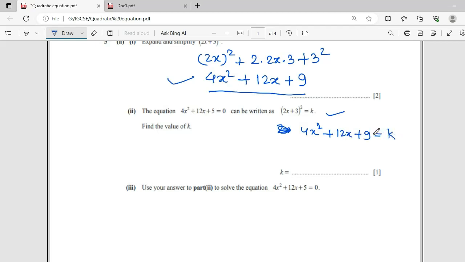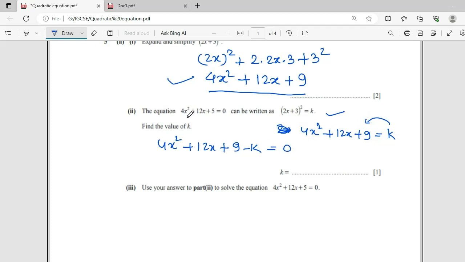Now if you compare with this one, on the left-hand side it is 0. That means there is nothing on the left side. What we have to do is bring this k over here. So 4x square plus 12x plus 9 minus k. The k has a positive sign, and when we bring it to the other side, it becomes negative, equals 0.